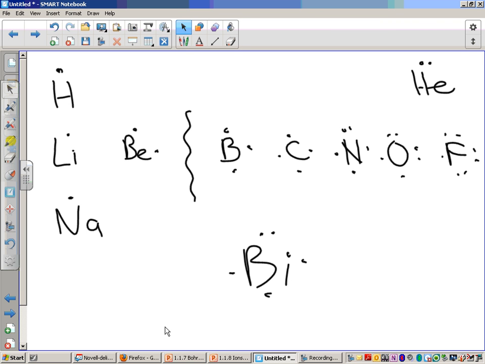We can't really draw Lewis diagrams, again, simply of the transition metals, so I won't be asking you that type of thing. Groups 1 and 2, and then 13 to 18. So you can go ahead and finish that for a moment or two.